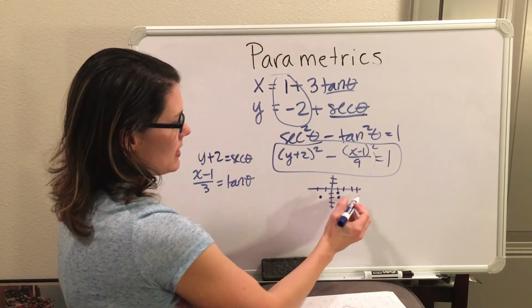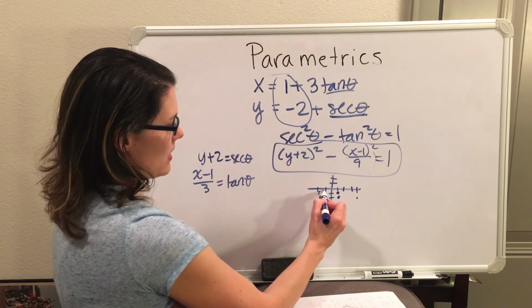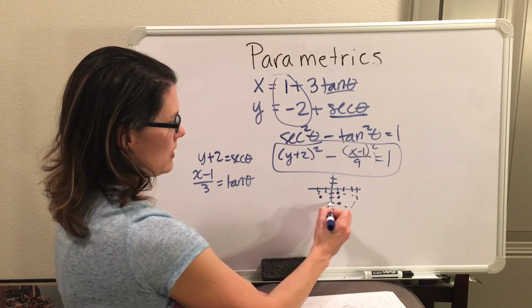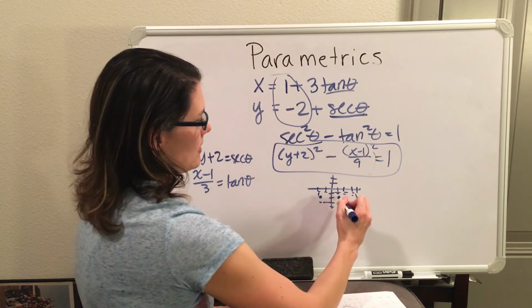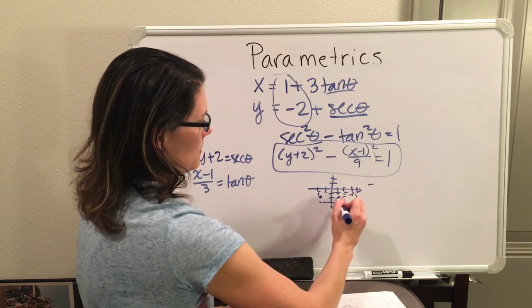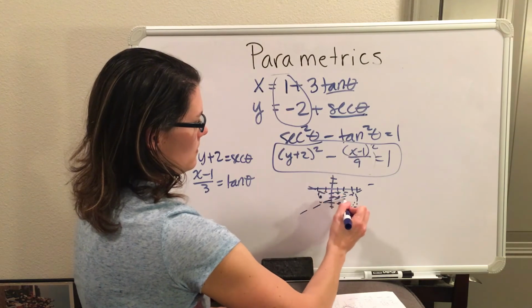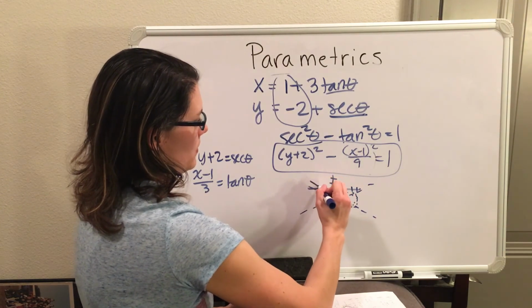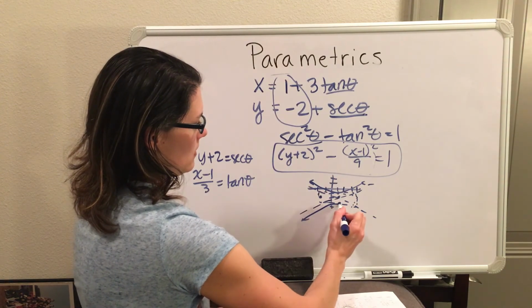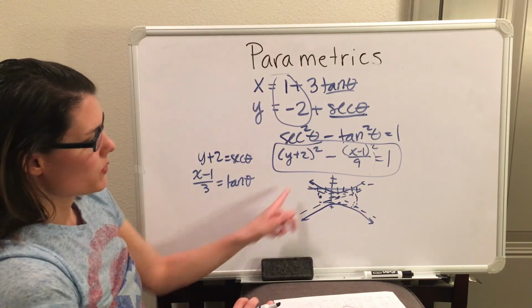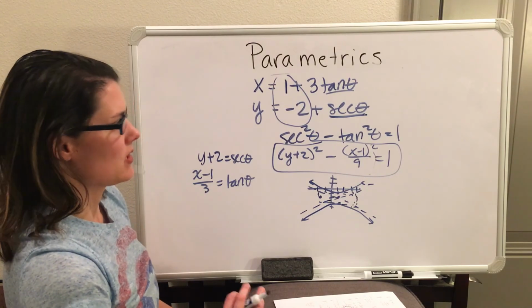So these are your vertices, and the reason that you need these is you can make a box with the points that you drew. And these will end up being the asymptotes. And then your hyperbola branches will follow the asymptotes. And then that is what your graph looks like for this parametric.